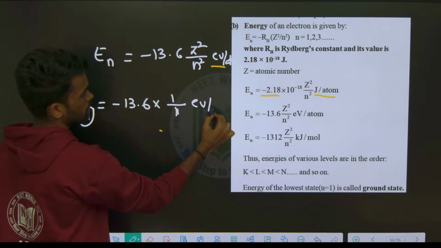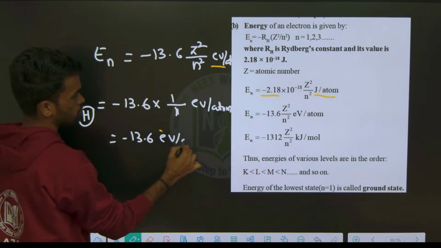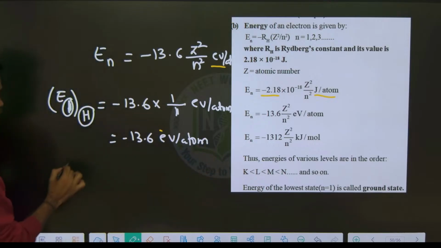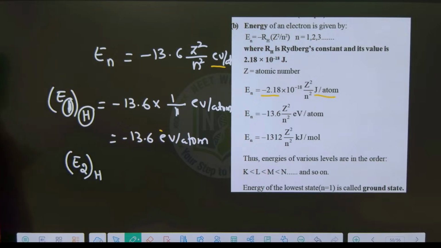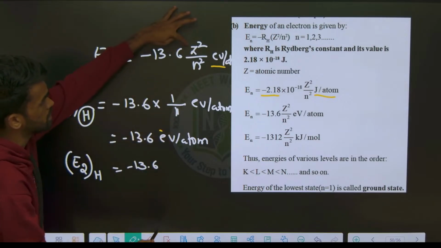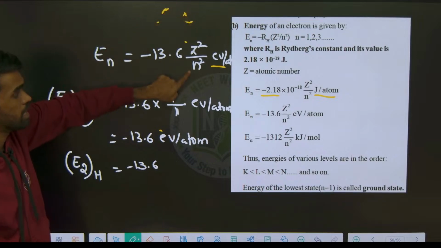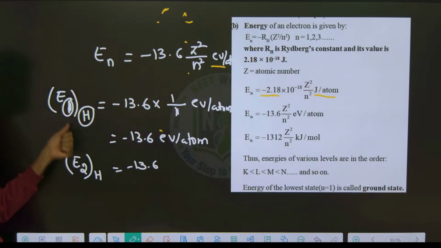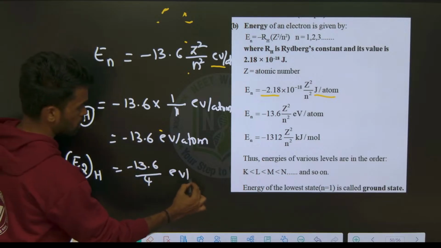Okay, so that is minus 13.6 electron volt per atom. Similarly, if I ask for the energy of the electron in the second Bohr orbit of hydrogen atom, what will you get? See, what is the atomic number Z for hydrogen? 1. And n is 2, so n square is 4. So the energy is minus 13.6 by 4 electron volt per atom.